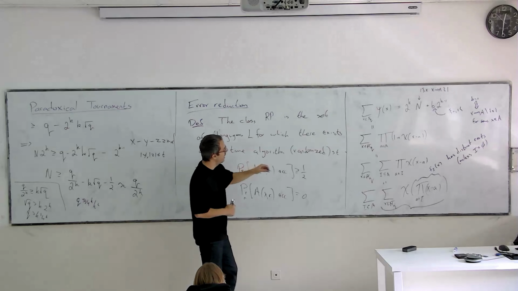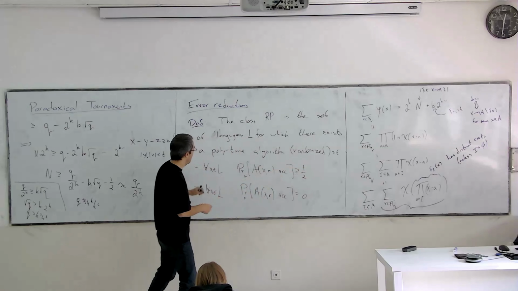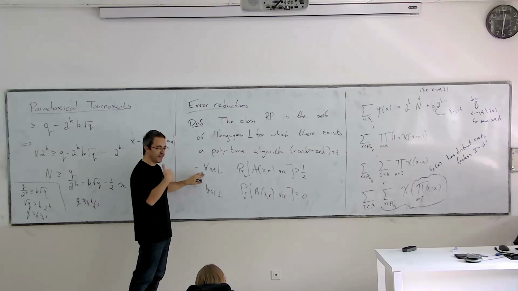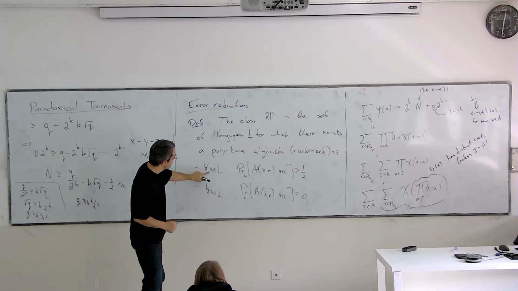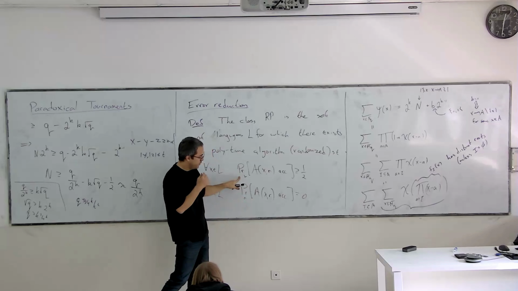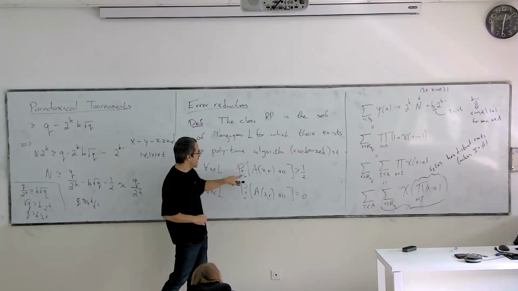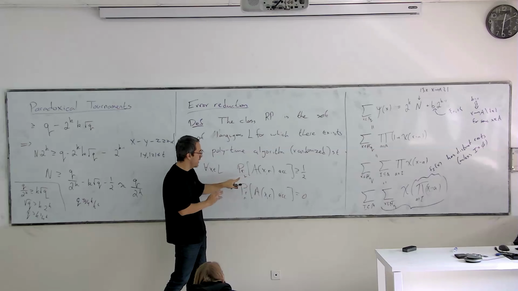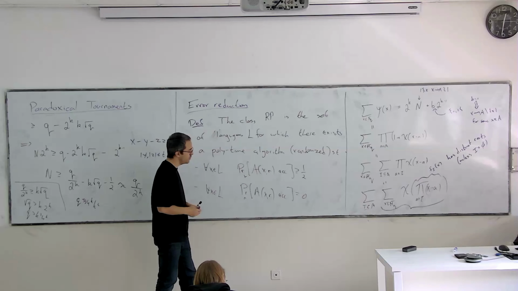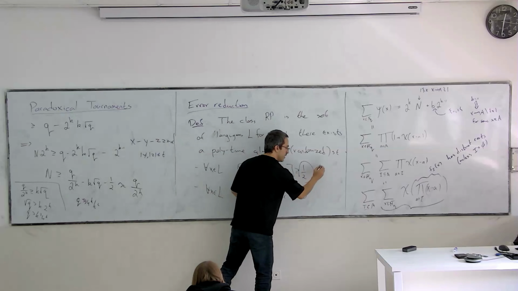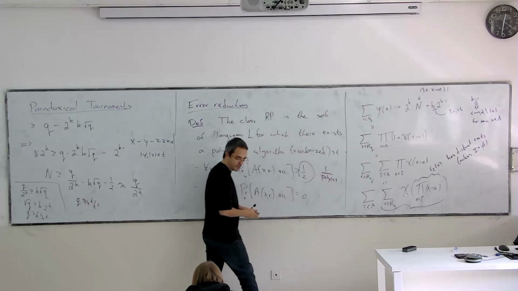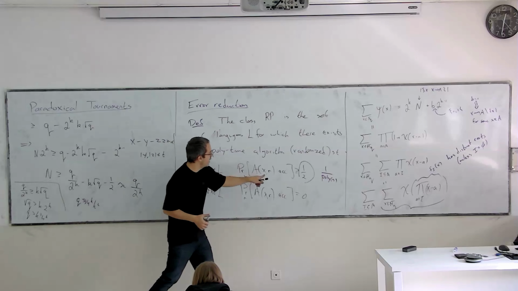So RP is the class of all languages for which there exists an efficient algorithm, but it can be randomized, and it can have what's called false negatives, but not false positives. So what do I mean? If x is in the language, you may falsely not notice that. You may say it's not in the language, but that will happen with probability at most 1/2. So with probability 1/2 you'll accept. That 1/2 can be any constant that you want, and even smaller. We'll talk about that.